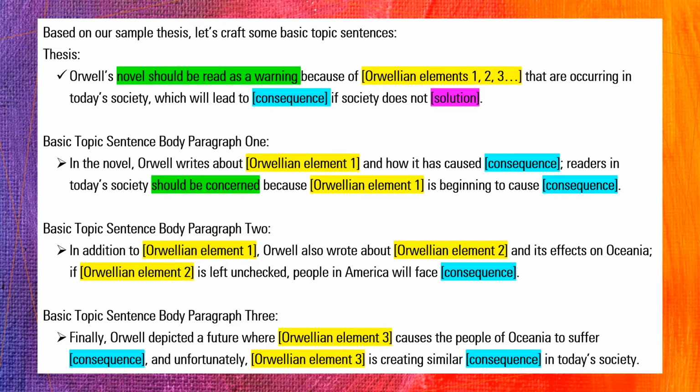So for body paragraph 1, I have the topic sentence, in the novel, Orwell writes about Orwellian element 1 and how it caused consequences. Readers in today's society should be concerned because Orwellian element 1 is beginning to cause consequences.